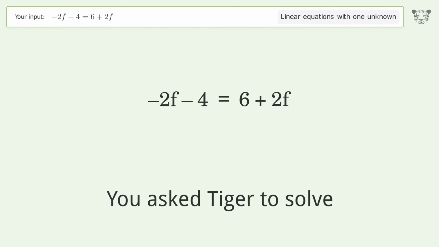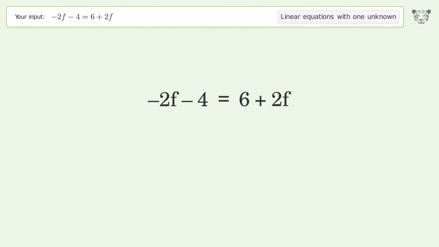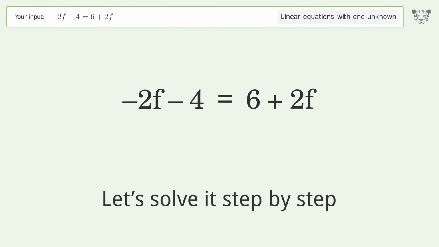You ask Tiger to solve this. It deals with linear equations with one unknown. The final result is f equals -5/2. Let's solve it step by step.